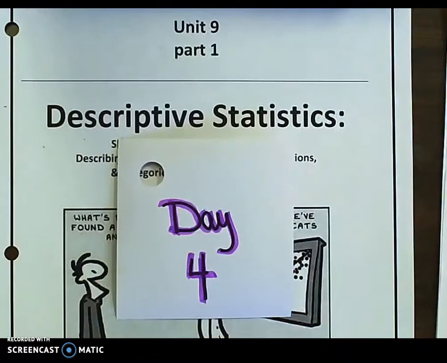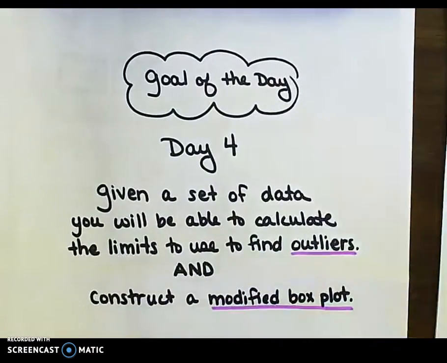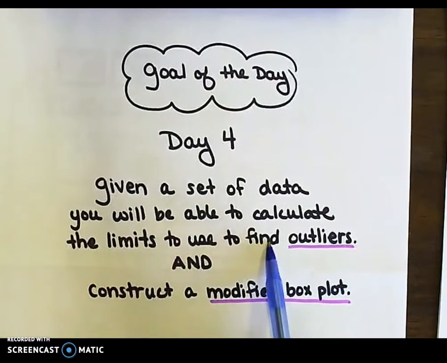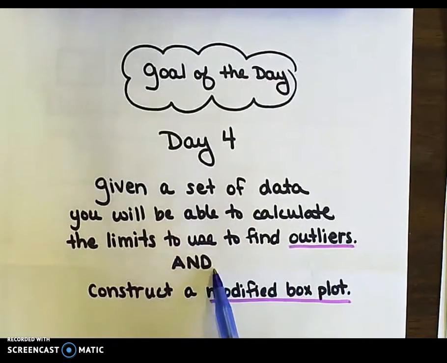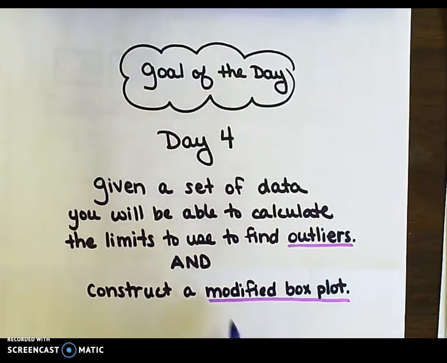Welcome back, everybody, to day 4 of descriptive statistics. All right, for today, our goal for the day: given a set of data, you will be able to calculate the limits to use to find outliers, and we're going to use those outliers to construct a modified box plot. So the whole idea today is going to be outliers and creating a modified box plot.